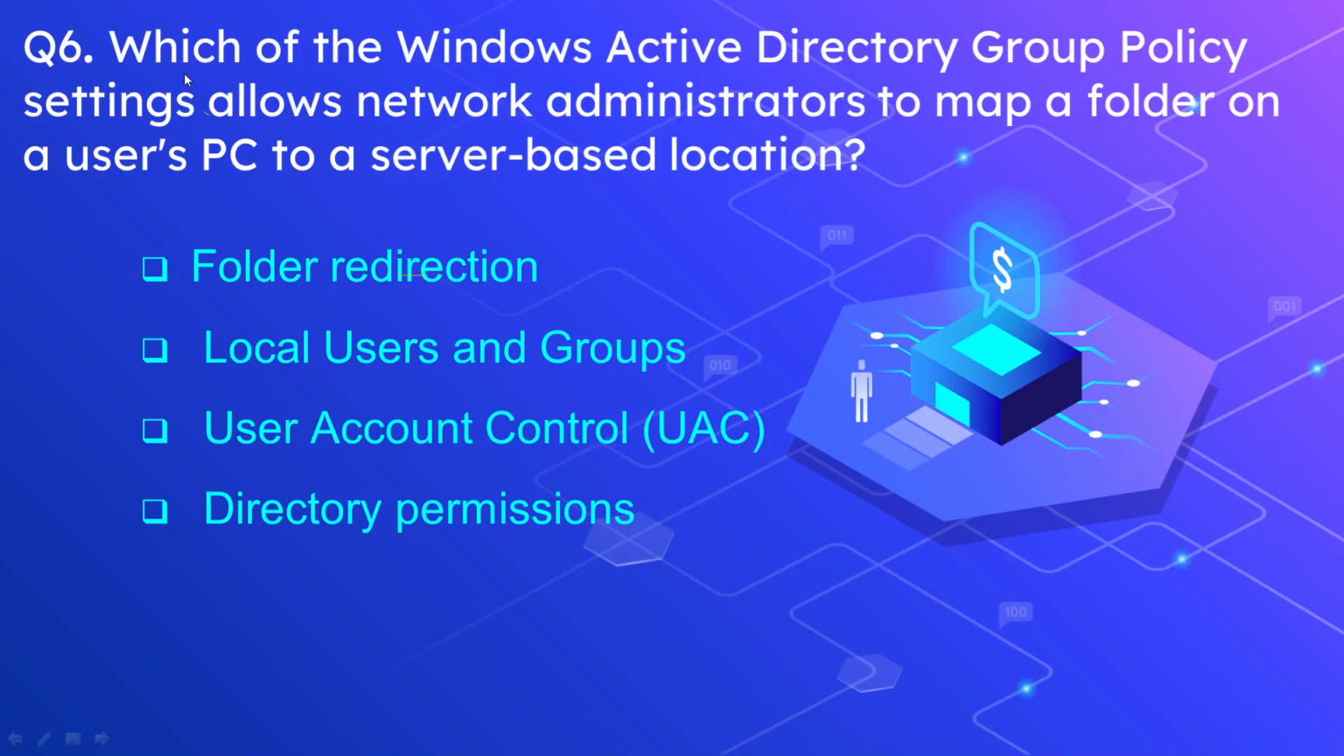Question number 6 is which of the Windows Active Directory group policy settings allows network administrators to map a folder on a user PC to a server-based location? And the options are folder redirection, local users and groups, user account control, and directory permissions. And the correct option is folder redirection.